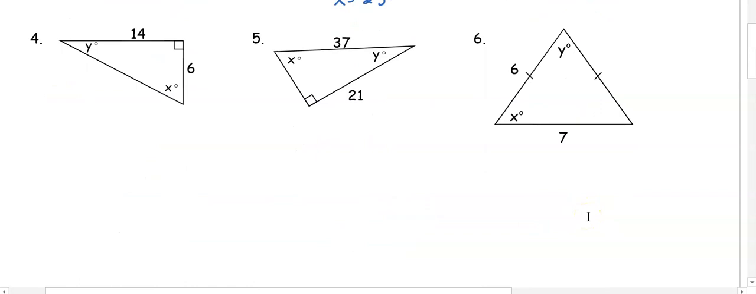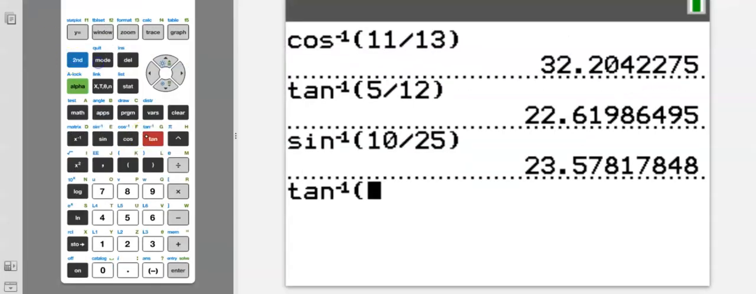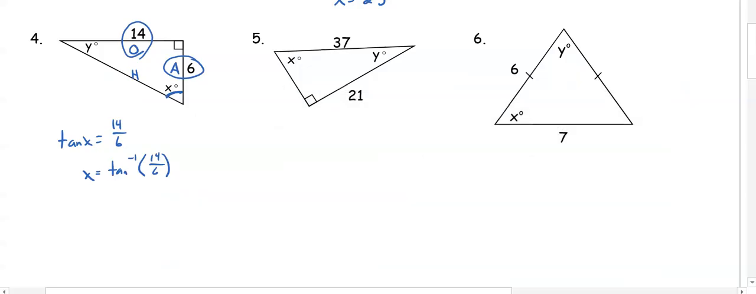In these problems, we are finding two angles. So we still only need to use trig once to find one of our missing angles. So based off of X, I'm going to label my sides opposite, adjacent, hypotenuse. So I know the opposite and the adjacent side, so I would use tangent. So the tangent of X equals 14 over 6. X equals the tan inverse of 14 divided by 6. And we get 67 degrees.